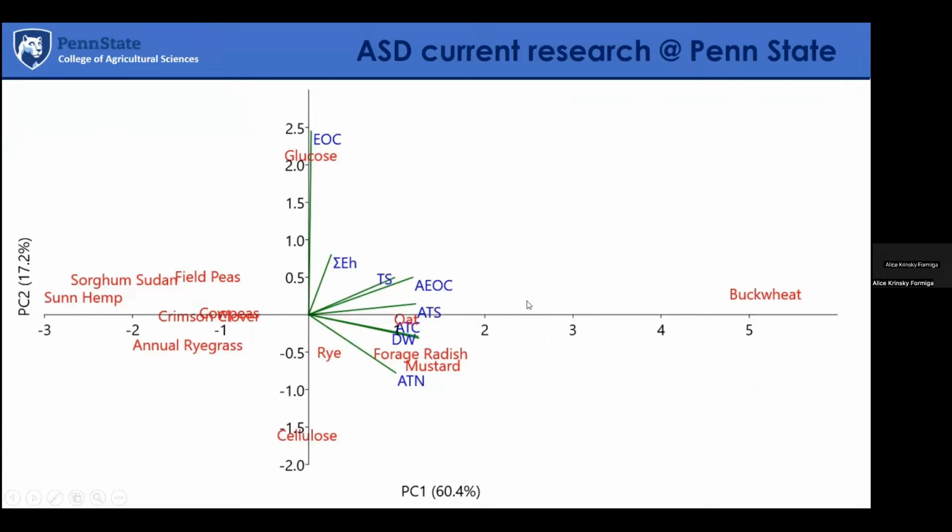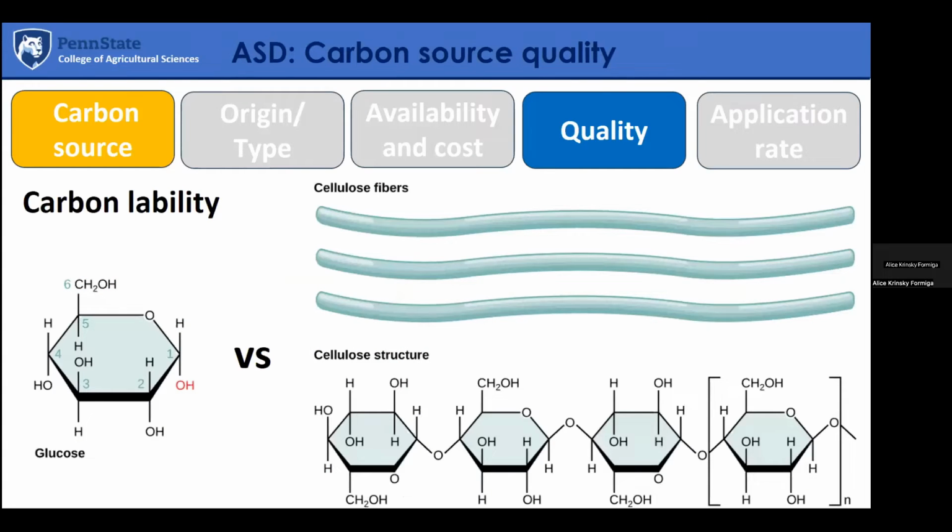Buckwheat stood out among all the other cover crops in terms of biomass produced, total carbon produced. But for instance, buckwheat had lower labile carbon than other carbon sources. And for sure, in this study, we didn't consider the carbon nitrogen ratio.